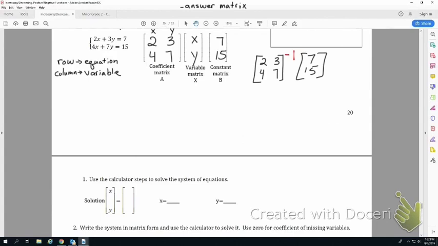Okay, at the very top of the next page, you'll see that it has a spot for that answer. You should have gotten 2 and 1, which means x is 2 and y is 1.